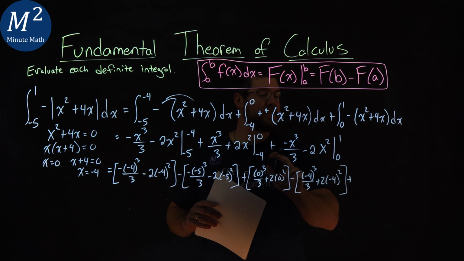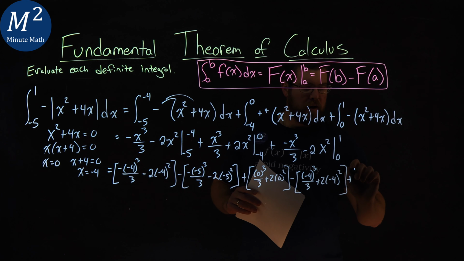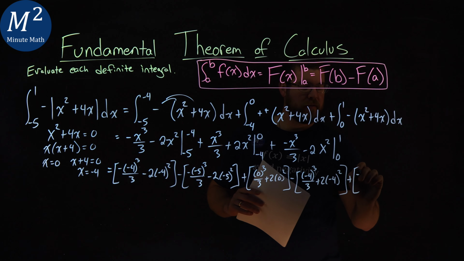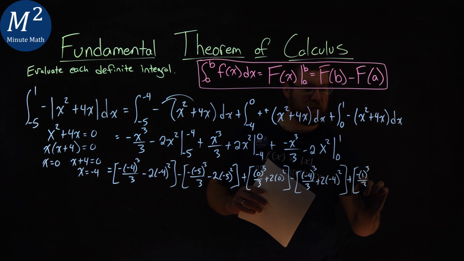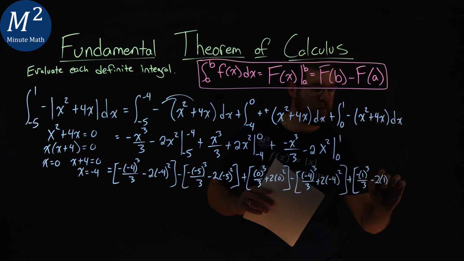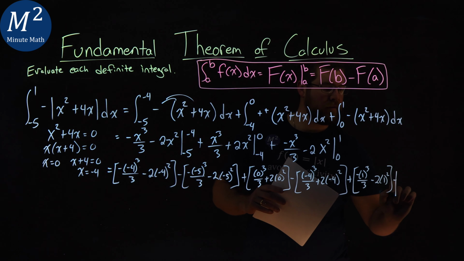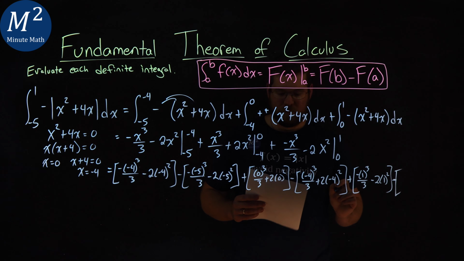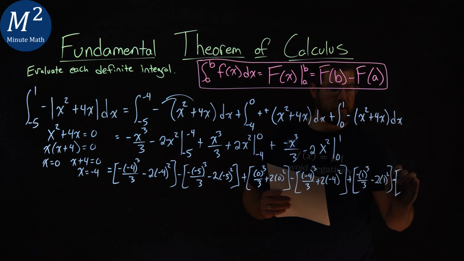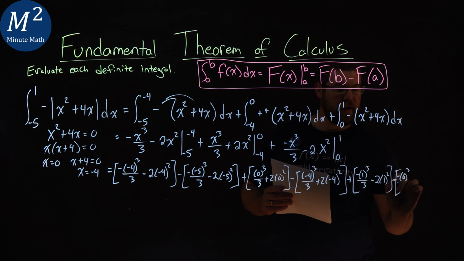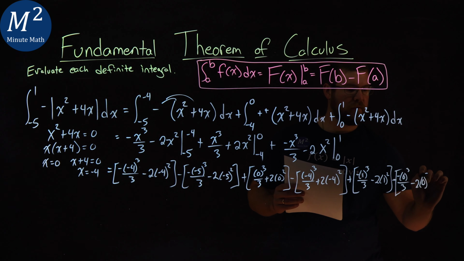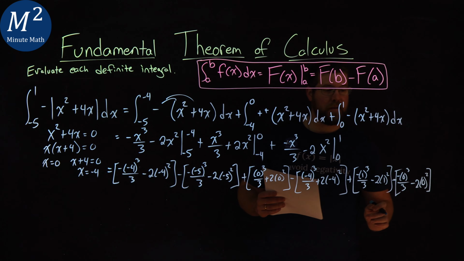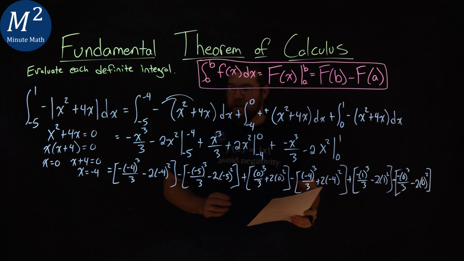Plus, we're on the last one. Hopefully I have enough room. Put 1 in for x, so we have negative 1 to the third power over 3 minus 2 times 1 squared. Minus, put 0 in, luckily it just goes to 0, but I'll show the work. Negative 0 to the third over 3 minus 2 times 0 squared. And that should just be it.